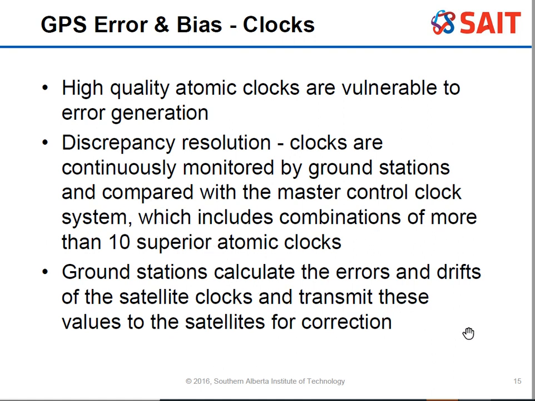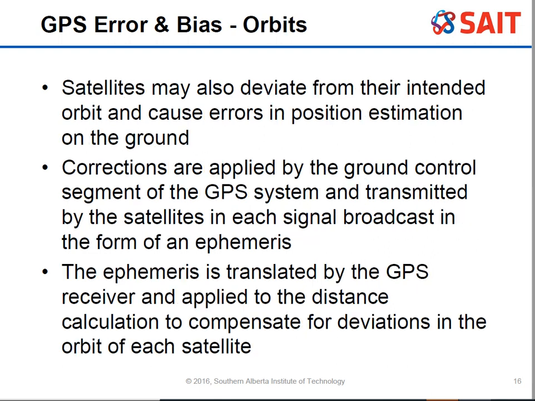The ground stations collect the errors and the drifts of the clocks, and then send back the information. It says, hey, satellite, correct your clock, and the satellite will do that, and then it'll send down a message saying this is the actual time.